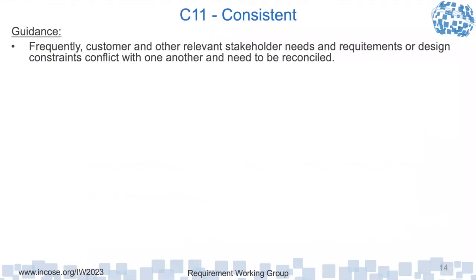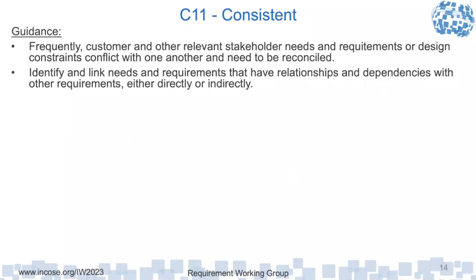Frequently, customer and other relevant stakeholder needs and requirements or design constraints need to be reconciled with each other. So that's one of the points we're soliciting, and we get multiple sets of stakeholder needs and requirements. This project team's job is to address those inconsistencies. It may be that somebody's expectation, like the example I gave with the doctor who wanted to have a full hospital on board the space station.